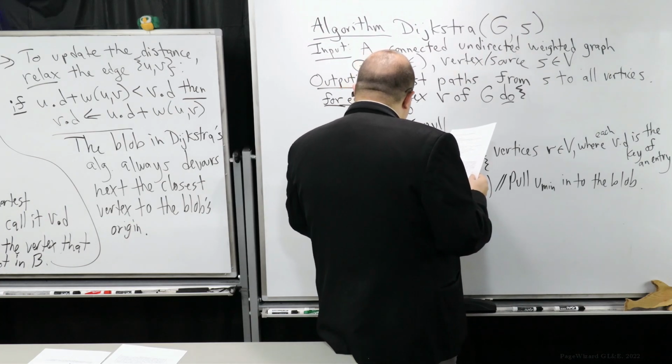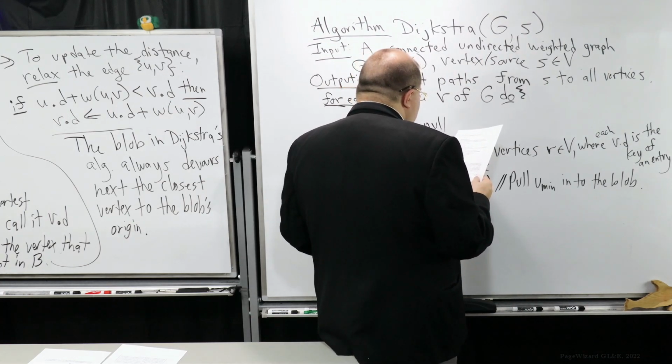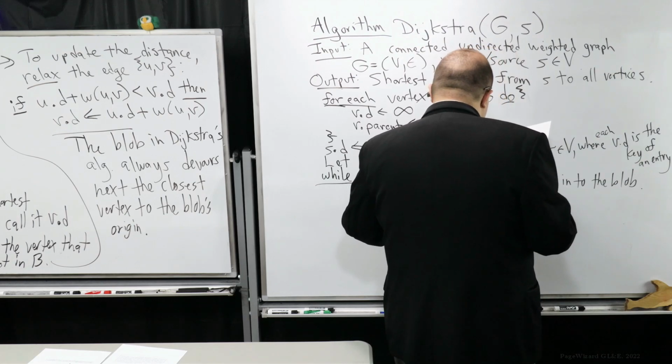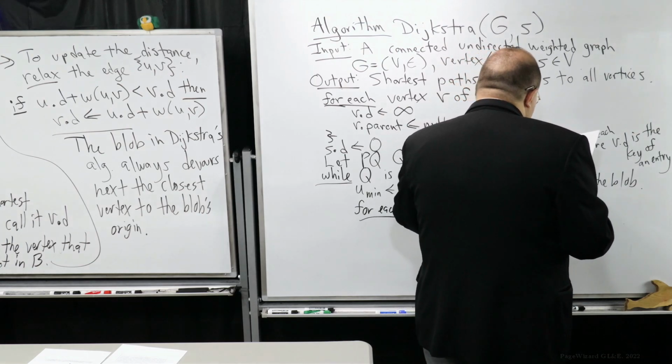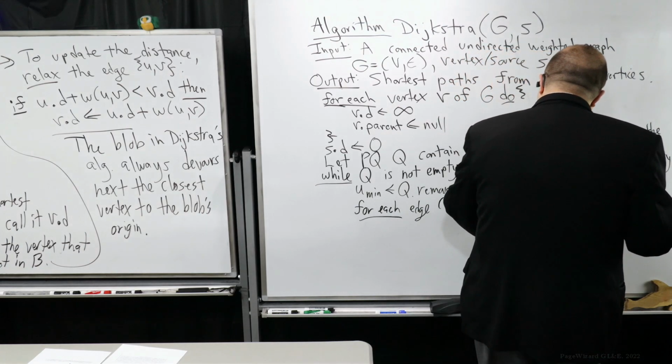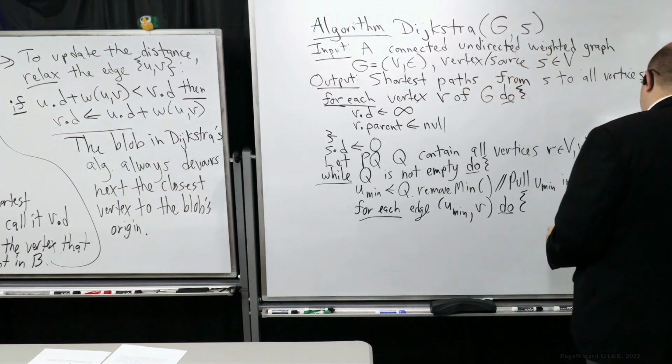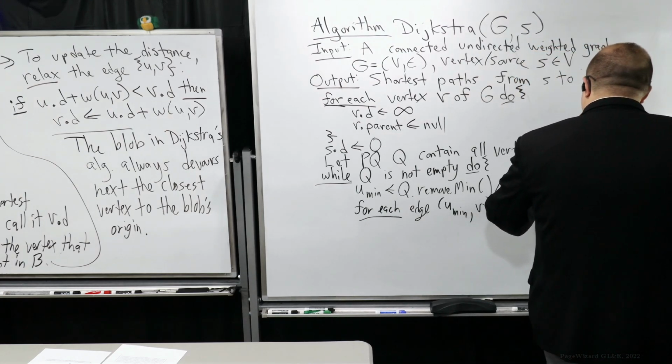But for each, we have to go through the incident edges. For each edge (U min, v), we're going to go through all the incident edges on U min. We're going to potentially have to do an edge relaxation.